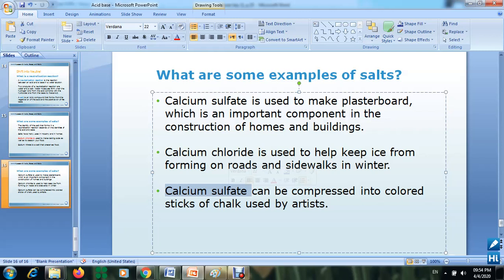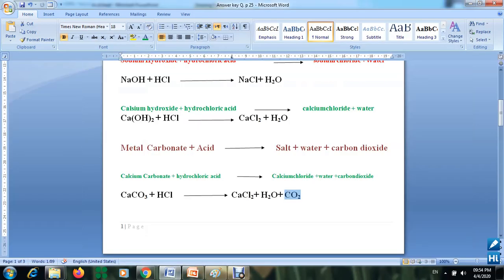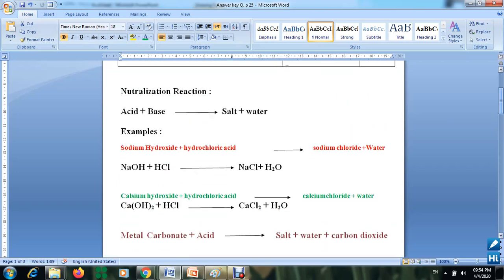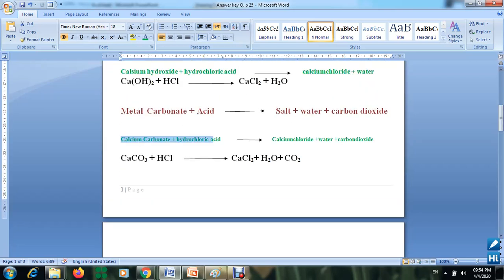These examples, you have to memorize them. They are important. All of these are formed from a neutralization reaction, from a reaction between acid and base, or they might be formed from metal carbonate and acid. So we have 2 ways to produce salts. It might be acid with base, as we talked about at the beginning, or it might be metal carbonate and acid. They also form a salt.